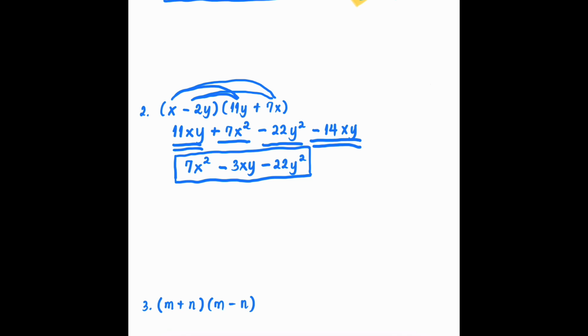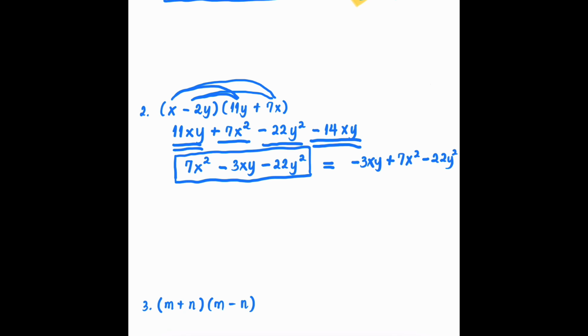You can actually rearrange the terms, but make sure to carry the correct sign. So you can also say this is the same as negative 3xy plus 7x squared minus 22y squared. So you can put them in different positions, but make sure to carry the correct sign for the term.